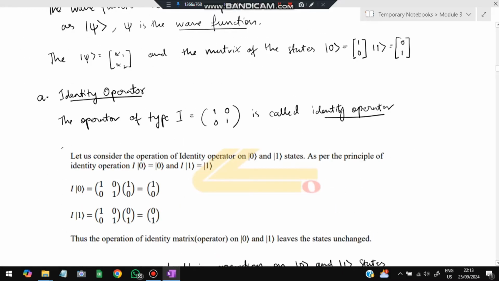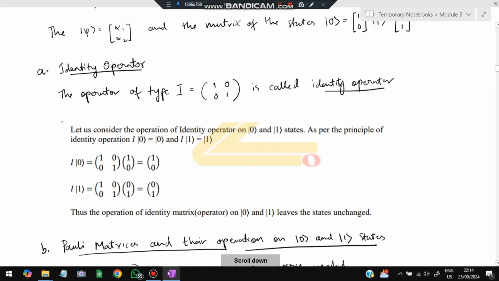So what are the few operators we have in quantum computing? The first is the identity operator. It is similar to multiplying by 1. 1 is the identity element in multiplication. Similarly, we have the identity operator I, which is given in brackets here as 1 0 0 1. It is called the identity operator because when we multiply the 0 and 1 states with this value, we again obtain 0 and 1 only.